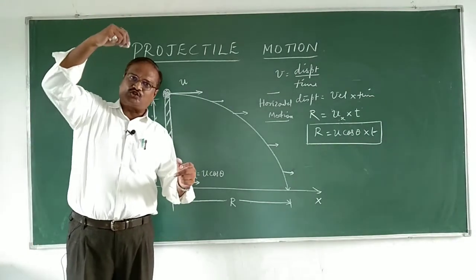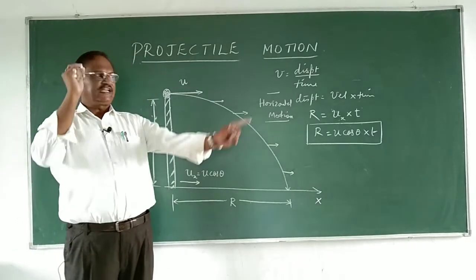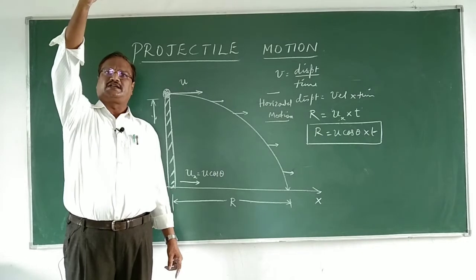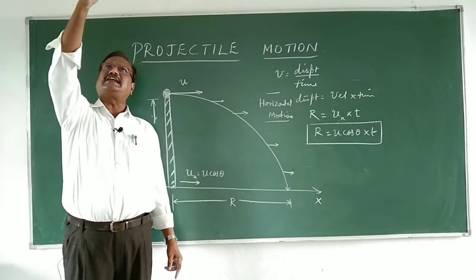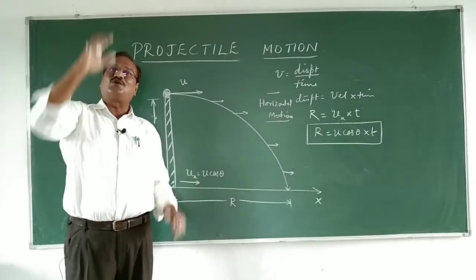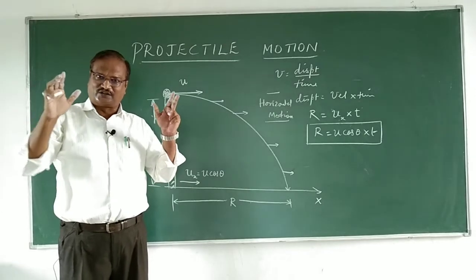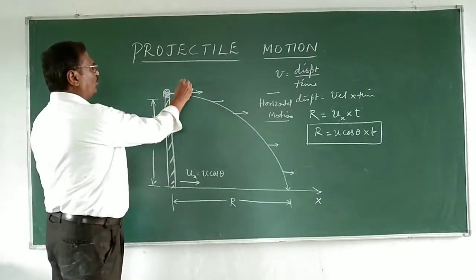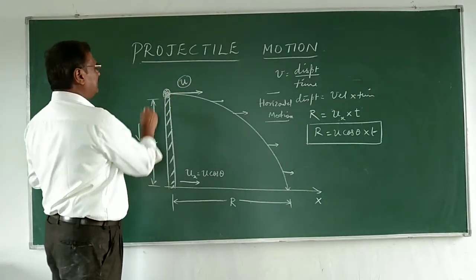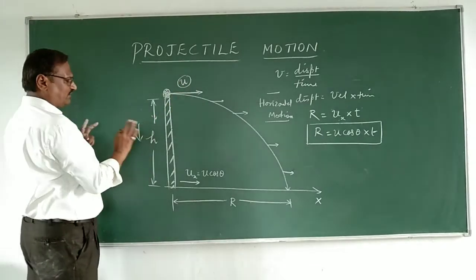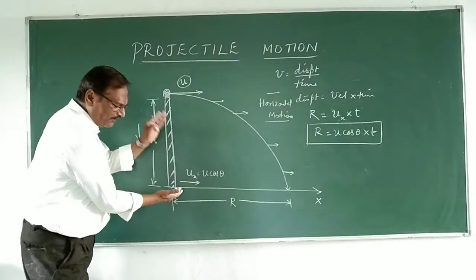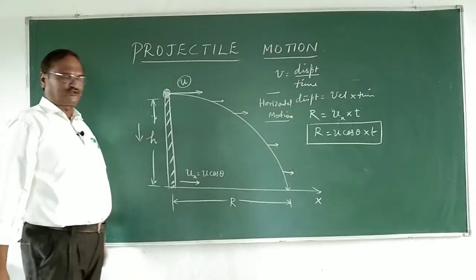I am not throwing the body vertically. I have only given the horizontal motion to it. And here I am just dropping it. So initially, vertically, the velocity was 0. Are you clear about it? Don't mix up the starting point. Vertical motion, the initial velocity is 0. But it will come and strike here with a particular velocity, that is the final velocity.